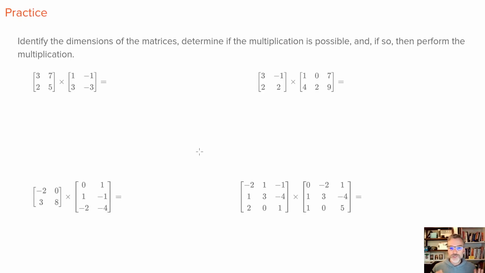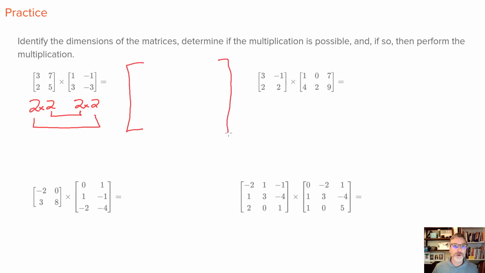Okay. I leave some practice here for you. You can try it out. Oh, well, let's do one quickly. We'll do this. First, we have to check that the dimensions line up. So this is 2 by 2. This is 2 by 2. These two numbers match. That's great. So I can do the multiplication. And the result is going to be a 2 by 2 matrix, which are those two outside numbers.